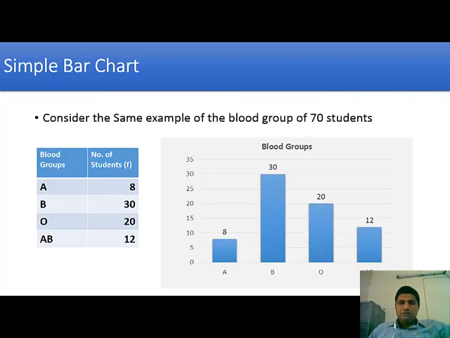Well, after this you just have to divide the circle by using these angles computed in the last column. At the end, you can also make this graph as a bar chart that will show you the maximum number of students have blood group B, that is 30, the second is 20, and the fewest students have group A, only 8.